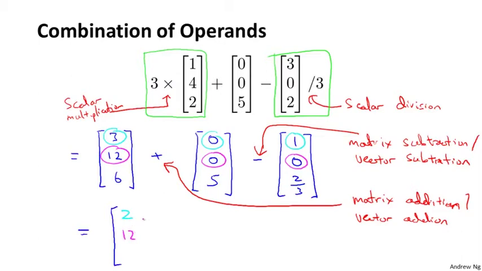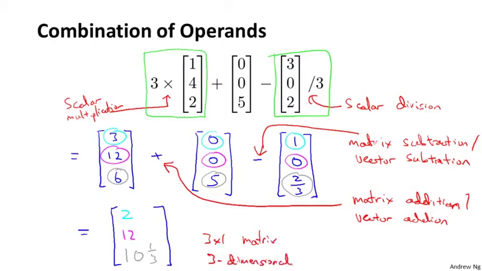And the third element of this is 6 plus 5 minus 2/3, which is 11 minus 2/3, so that's 10 and 1/3. And I'm going to close my square bracket. And so this gives me a 3 by 1 matrix, which is also just called a 3-dimensional vector, right? Which is the outcome of this calculation over here. So that's how you add and subtract matrices and vectors and multiply them by scalars, or by real numbers.